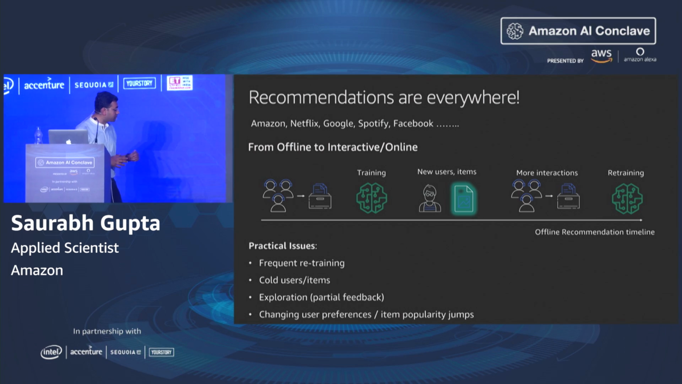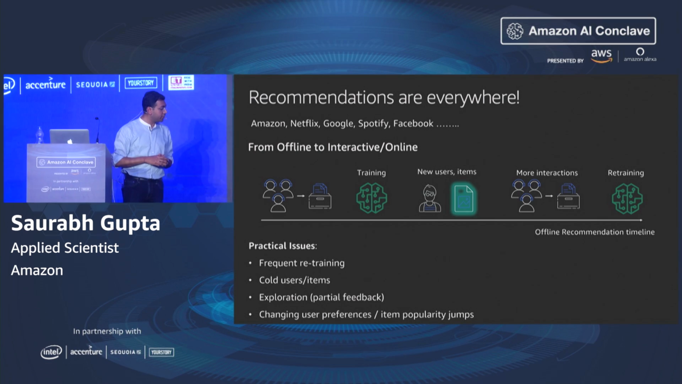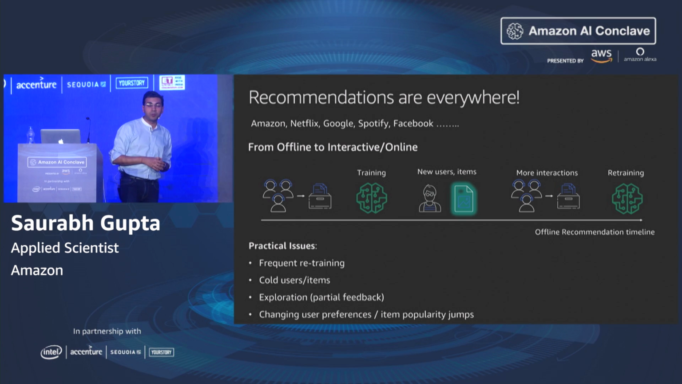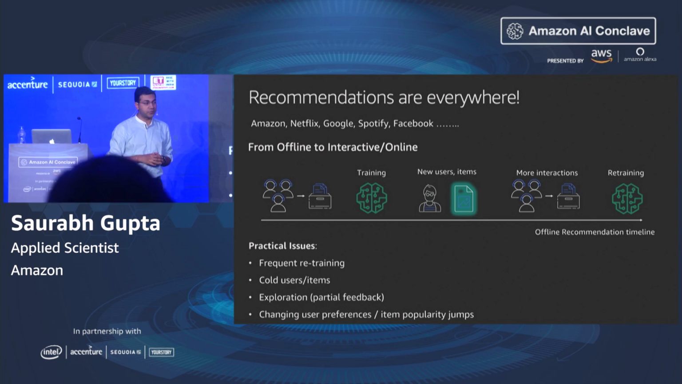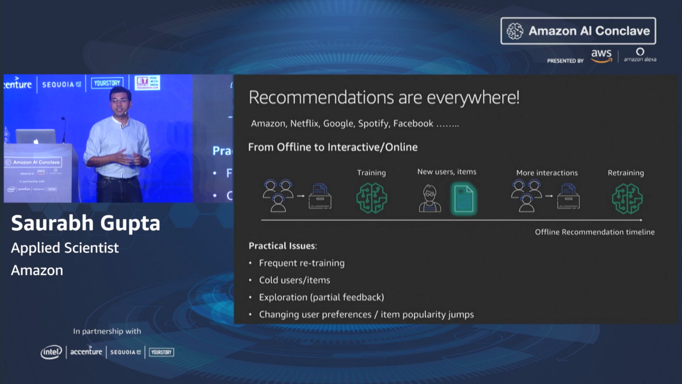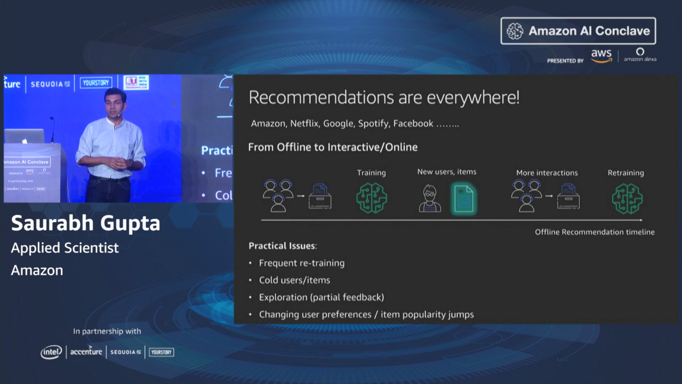Finally, this is perhaps the hardest one, which is changing user preferences, or if the popularity of certain items just jumps. So let's take a case where it's the Oscar season. A lot of movies that got nominated for Oscars might gain certain popularity. And the problem is, if we are not retraining our model frequently enough, we won't be able to capture this fact. So we'll have to bring in some heuristics. We'll have to have manual intervention to take care of these suddenly popular items.